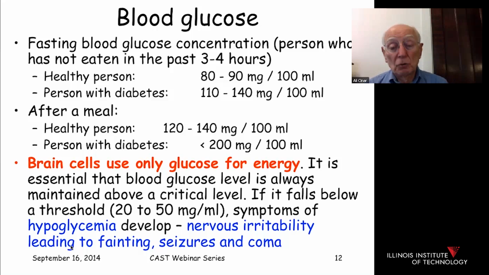The key concern here is the functioning of brain cells. The brain cells are very finicky. They use only glucose for energy. So there has to be a certain amount of blood glucose so that they would be able to provide enough nutrition to brain cells for them to function properly. Otherwise, this hypoglycemia potential becomes a rather large probability and cause for concern.